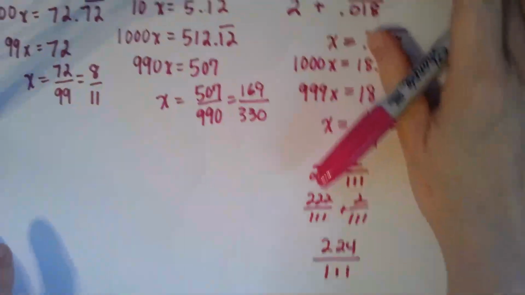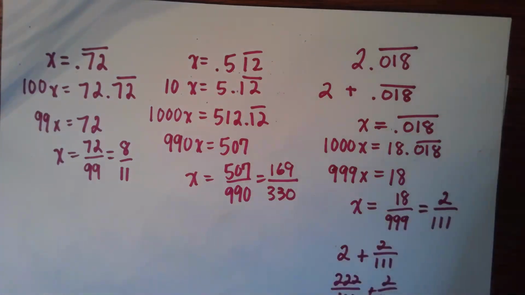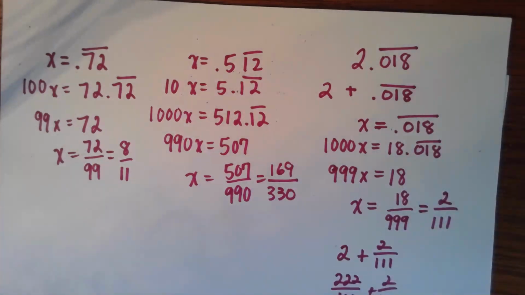So it's easy to make up your own problems and check them. You can just pick random numbers. Try having 1-digit repeats or 2-digit repeats. Try some where not all of the digits repeat. Just practice so that you can get good at those. All right, hope that's helpful.